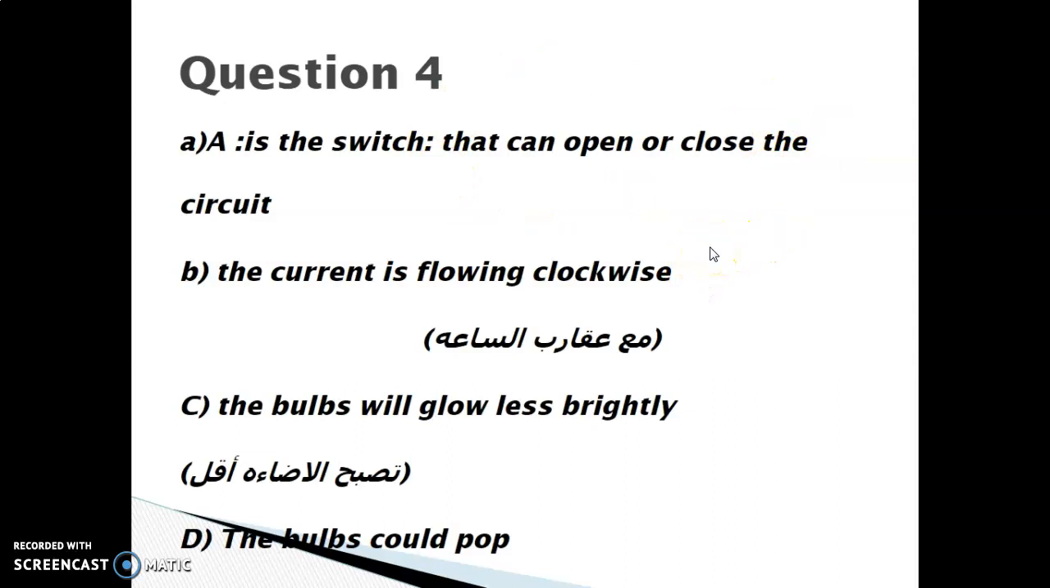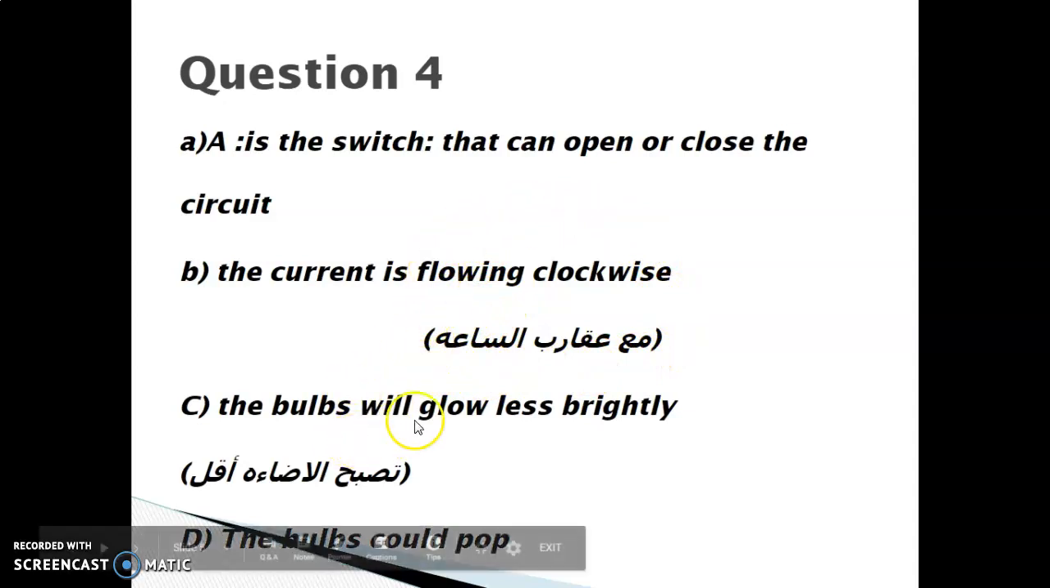B. Is the current flowing clockwise or anti-clockwise? It's flowing clockwise. How does the clock hand move? Like this. Look at the mouse here. Like this and like this.